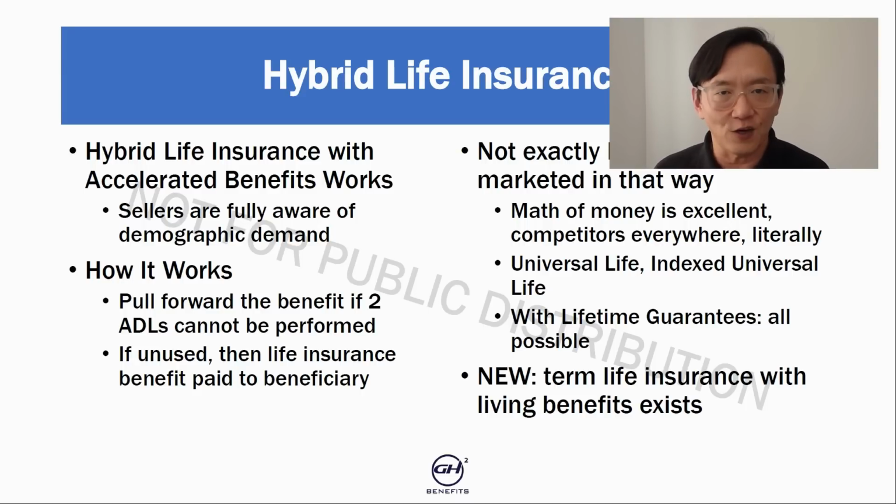Like I said, if there is one seller, there are 20. And here are just some of the examples. Universal life, index universal life, life insurance with lifetime guarantees. All of these are possible. And most recently, we see term life insurance with living benefits coming into existence. So the market is robust.